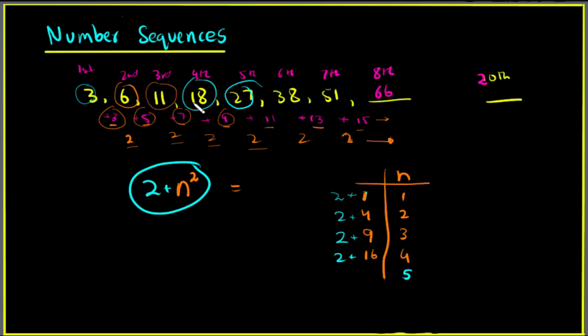So all you need to do is to see if it is a first order number sequence, second order, third order. You can just observe by doing this. I can give you an example of third order as well, but let's actually finish the job here first. So 2 plus n squared is actually what you get, and the 20th term would be just 20 squared, which is 400, plus 2, which is 402, right? So the 20th term would be 402.